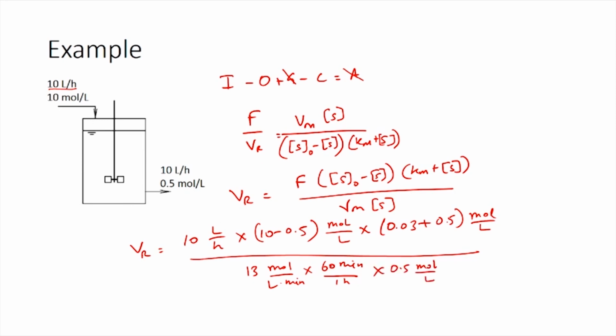Now, these liters cancel off and the moles cancel off, and the 2 liters get cancelled off and the hour terms get cancelled off. Finally, we get dimensions of liters, which means the volume can be calculated from here as Vr equals 0.129 liters. So, this would be the volume of the reactor which is required for getting 95% conversion of the substrate which is being fed.